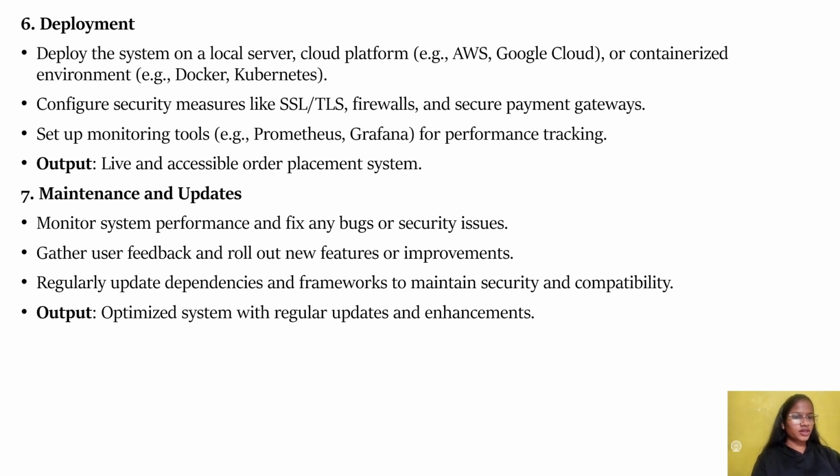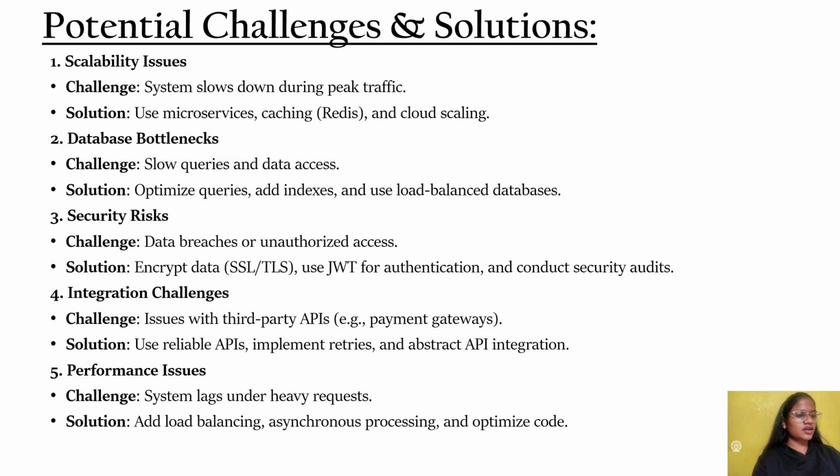Set up monitoring tools, for example Prometheus, Grafana, for performance tracking. Output: live and accessible order placement system. Maintenance and updates. Monitor system performance and fix any bugs or security issues. Gather user feedback and roll out new features or improvements. Regularly update dependencies and frameworks to maintain security and compatibility. Output: optimize the system with regular updates and enhancement.